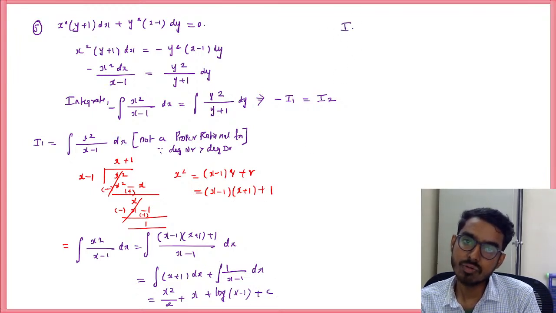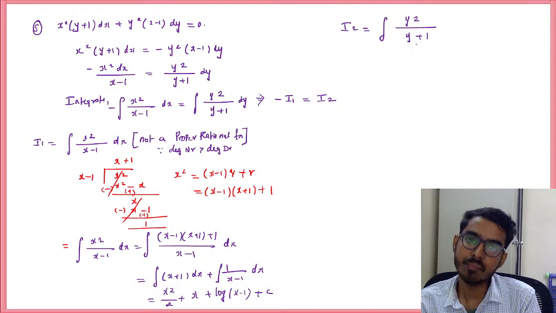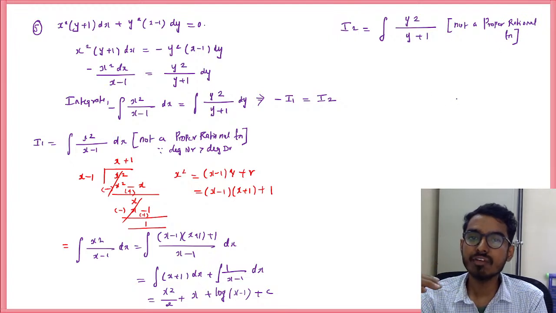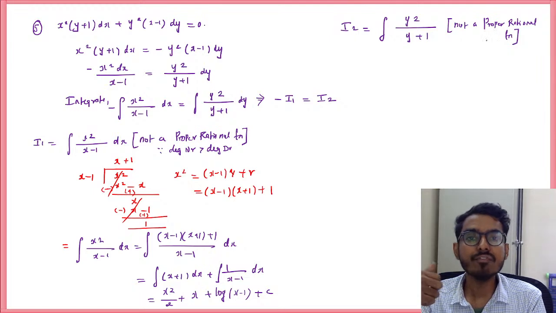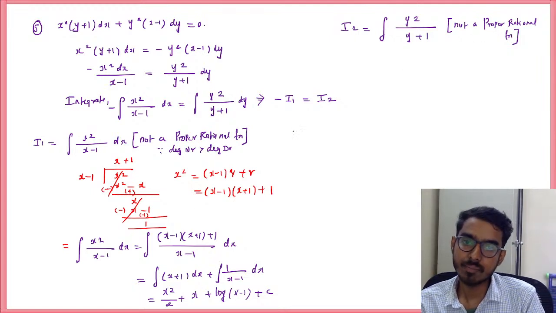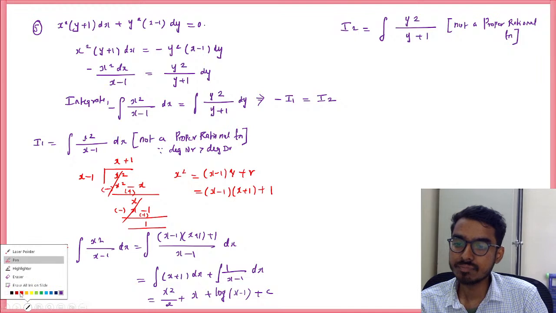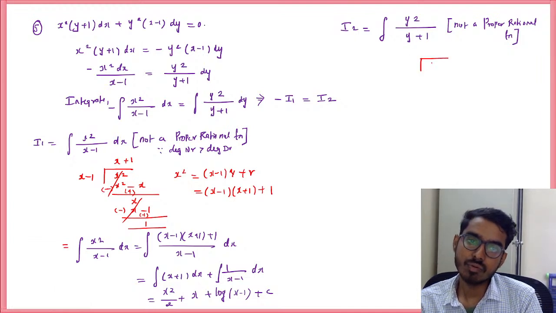Now what is I2? I2 is the integration of y square divided by y plus 1. Again, it is not a proper rational function. It is a rational function, but not a proper rational function. Whenever you have function by function, it is a rational function. Proper means the degree of the numerator should be less than the degree of the denominator. Okay, so divide y square by y plus 1.